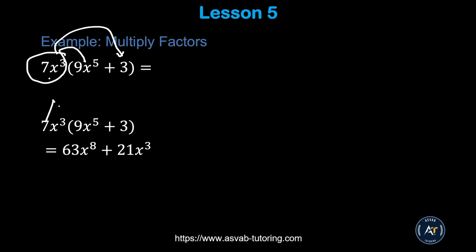So 7 times 9 is 63, and x to the power 3 times x to the power 5 gives you x to the power 8. Same way, 7 times 3 is 21, and x to the power 3 times... there is no x here, so that gives you x to the power 3. So that is the answer.